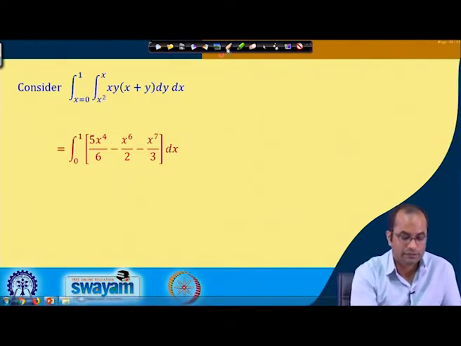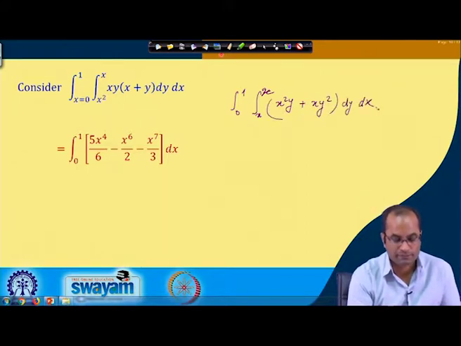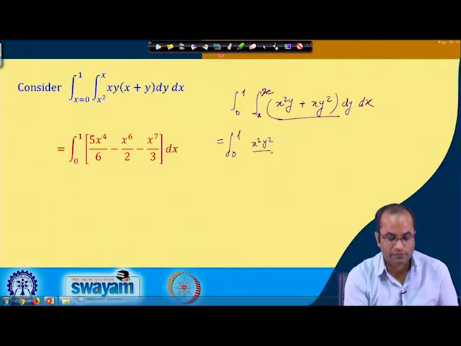So, this is the integral of the inner one. We have the integral from 0 to 1, and then x square to x, the integrand is x square y plus x y square with respect to dy, and then dx. Now we integrate with respect to y. So, we will have x square and y square by 2, then x and y cube by 3, that is the integral, and then we put the limits from x square to x, and then we have the outer integral dx.